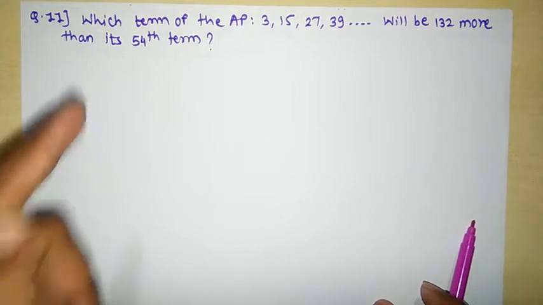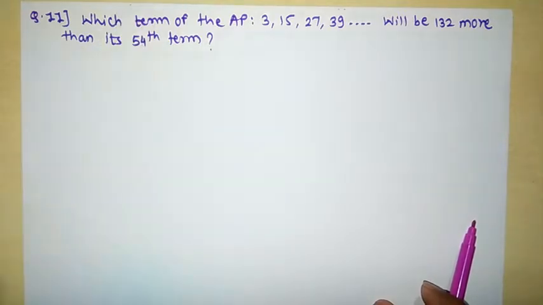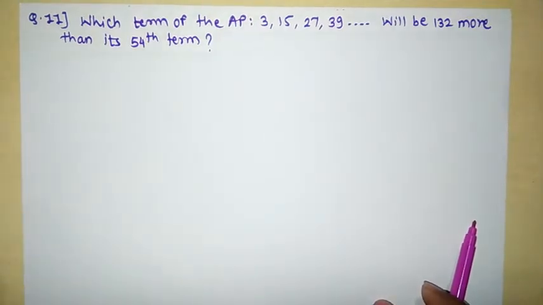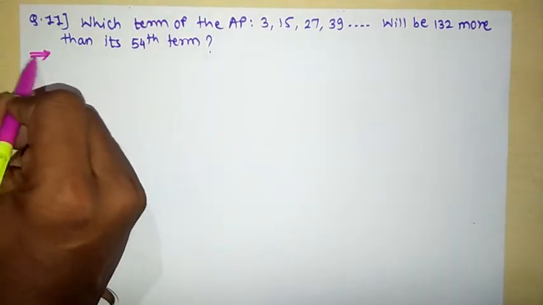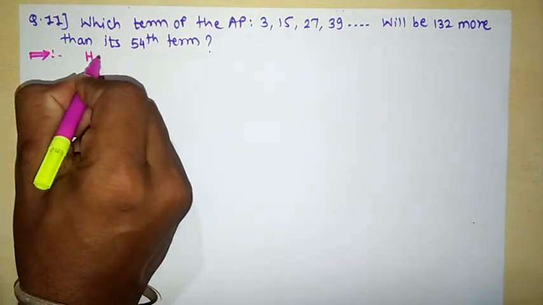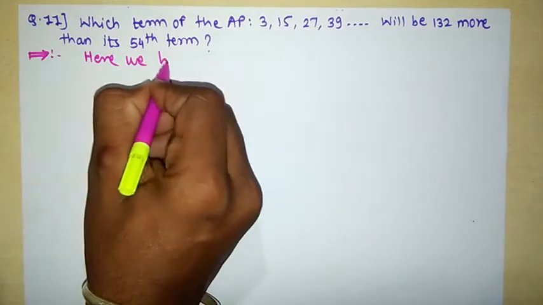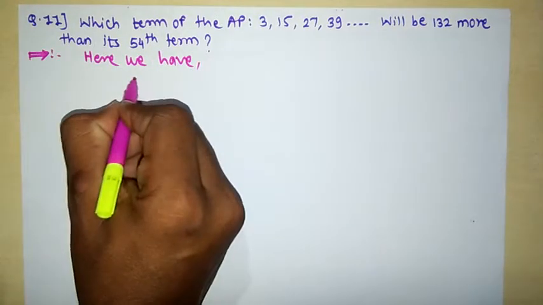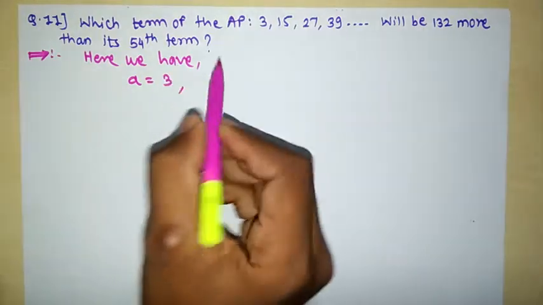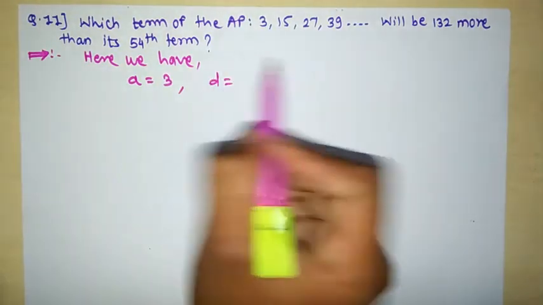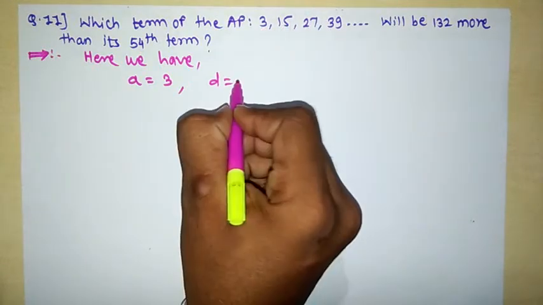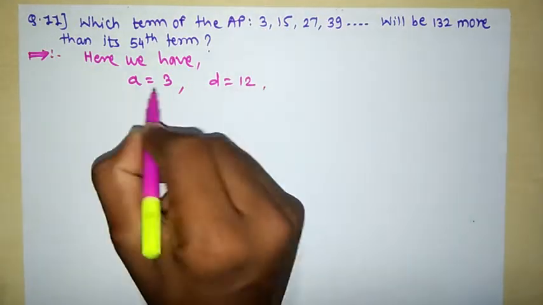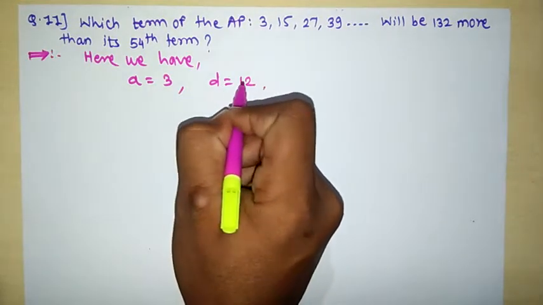To find that, first we have to find the 54th term. 54th term से 132 ज्यादा है ना, therefore here we have to find the 54th term first. Solution: here we have first term A is equal to 3 and common difference D is equal to how much? Check. 15 minus 3 is 12, 27 minus 15 is 12. Therefore the common difference is 12. Here A is equal to 3 and D is equal to 12.